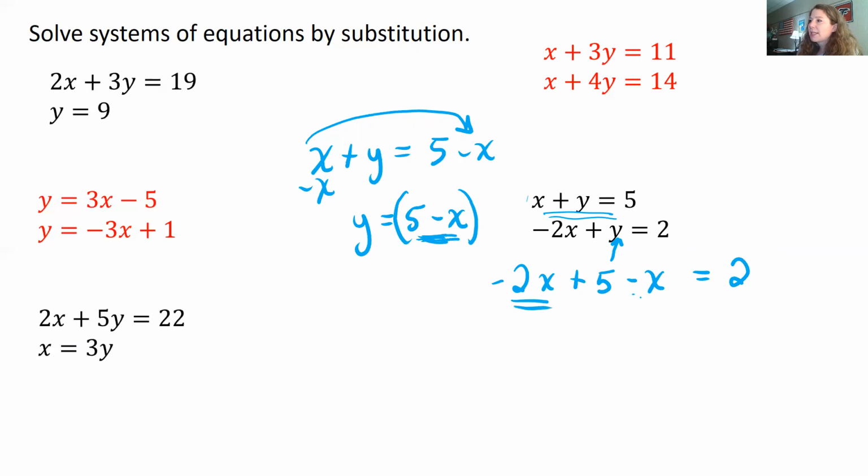So I'm going to combine like terms. Negative 2x combined with negative 1x. Negative 2 minus 1 is negative 3, plus 5.